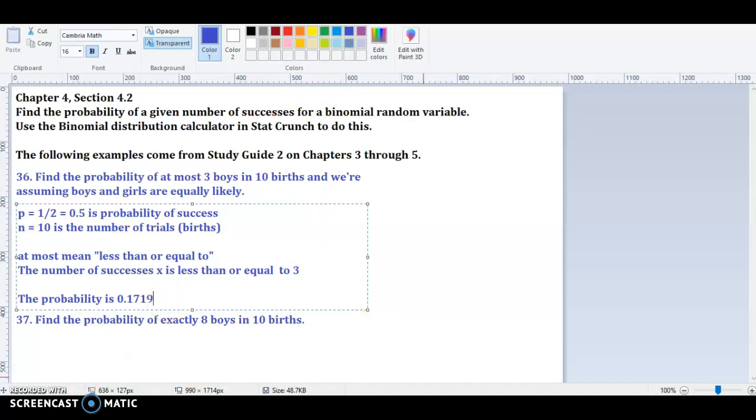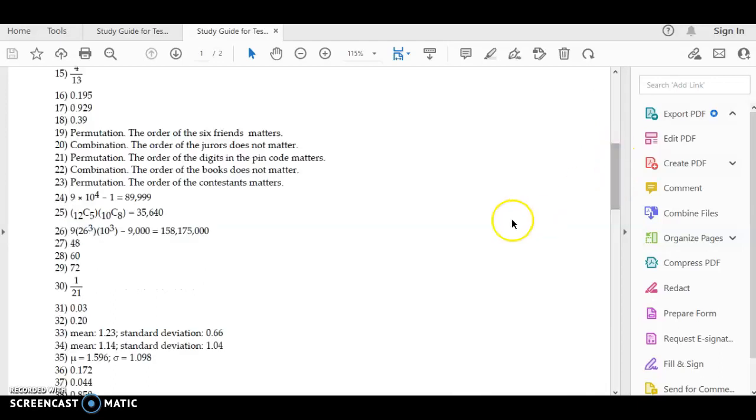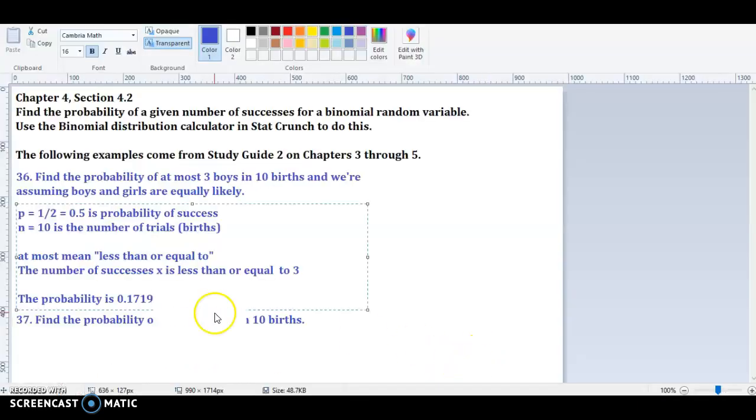We also have the answer key, so we can look at the answer key to see if we're on the right track. This is number 36. It looks like they rounded to 3 decimal places. They got 0.172, which is 3 decimal places, and that is what you would need. That 1 gets rounded up to a 2, so 0.172 when rounded to 3 decimal places.